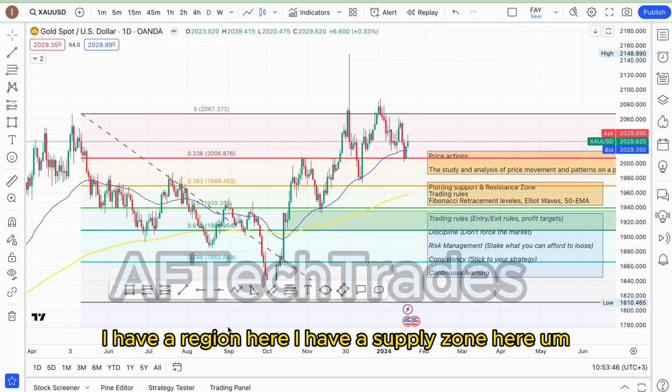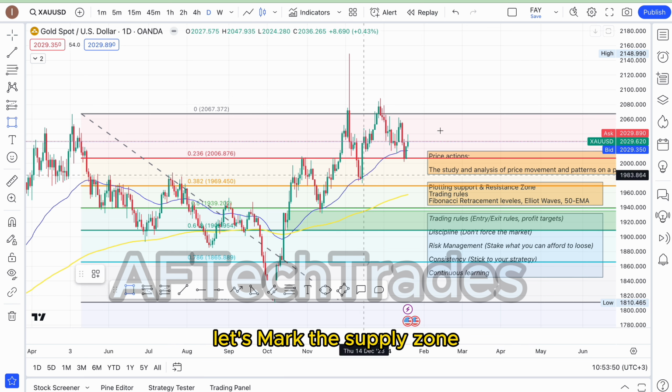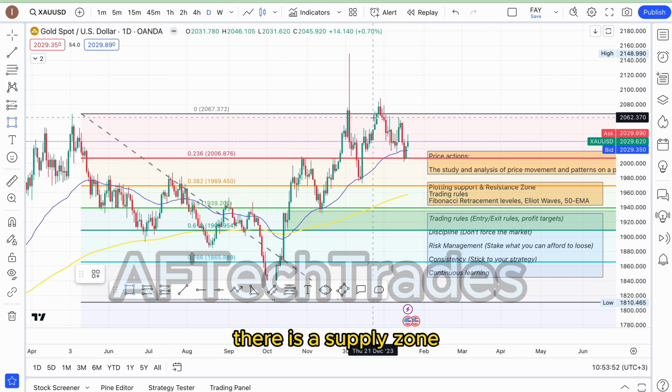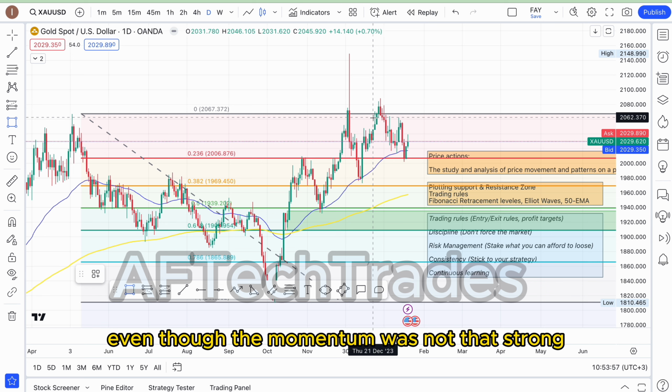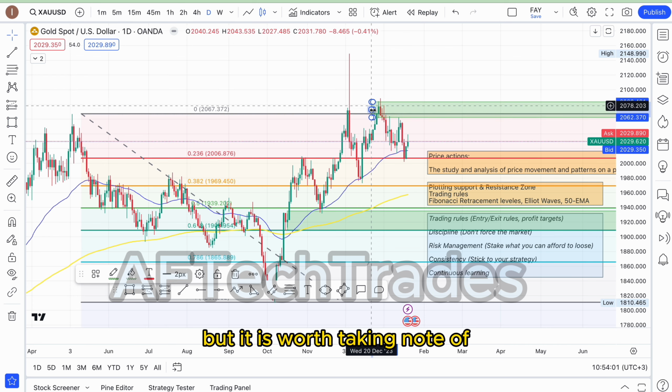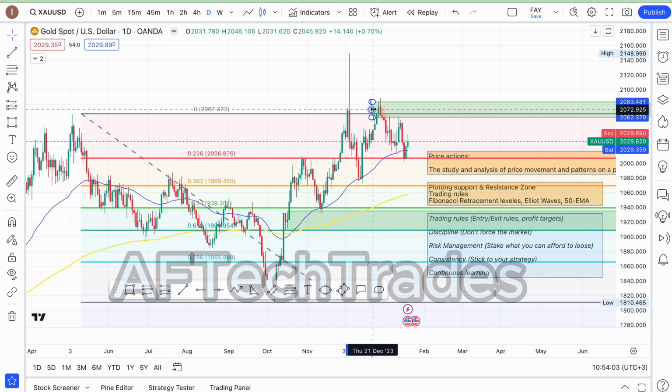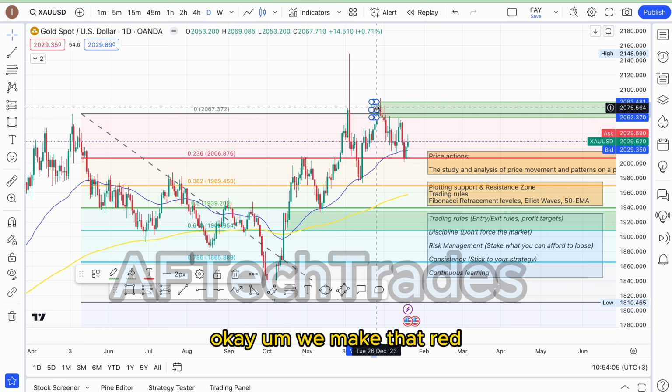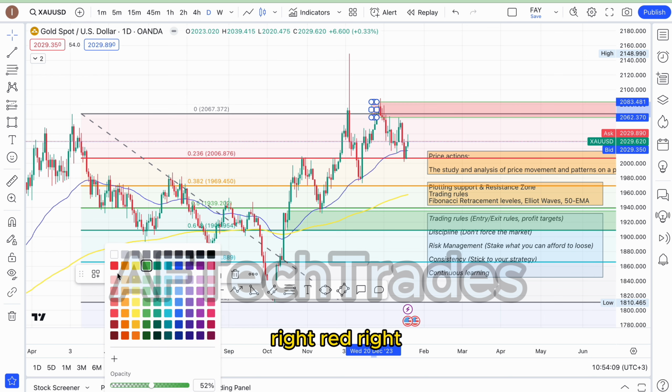I have a supply zone here. Let's mark the supply zone. This is the last candle. Even though the momentum was not that strong, it is worth taking note of. Okay, we make that red, right? Red.